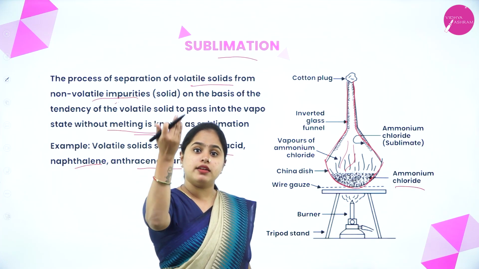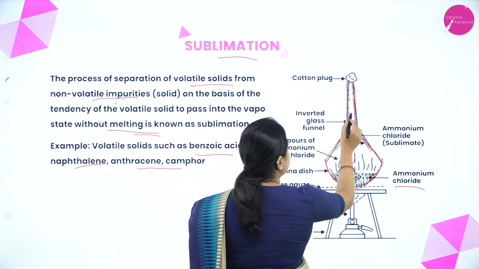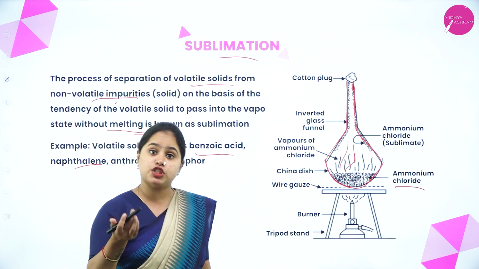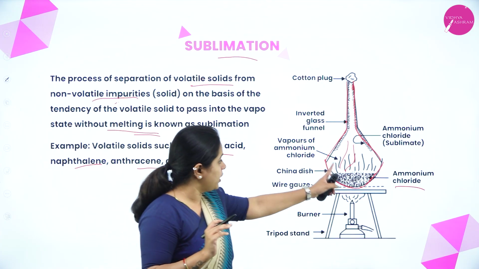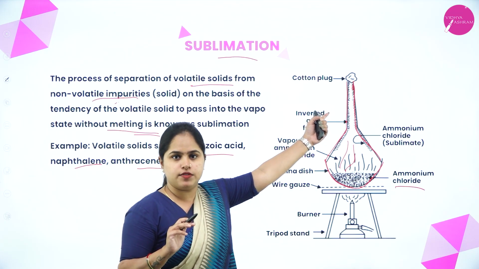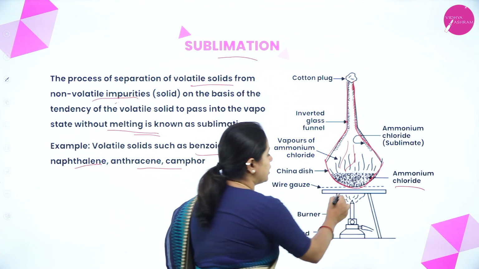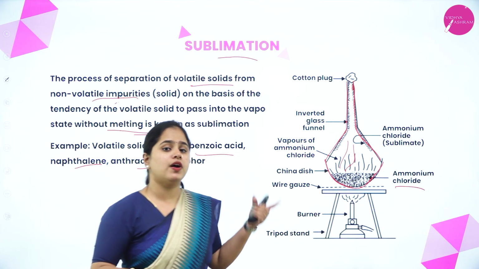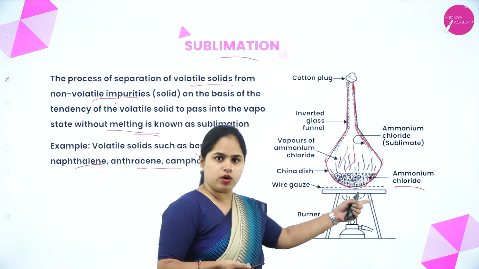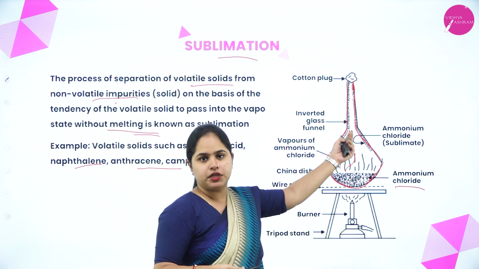From the gaseous state, directly again it will come back to the solid state. So what you can see here, this part, that will be the solid ammonium chloride which is purified. Why? Because only ammonium chloride which is present here will be able to get converted into gaseous state. The impurities which are present here will remain here itself, because they are non-volatile, right? Only ammonium chloride is volatile. The impurities will remain here. Ammonium chloride will get converted into gas.